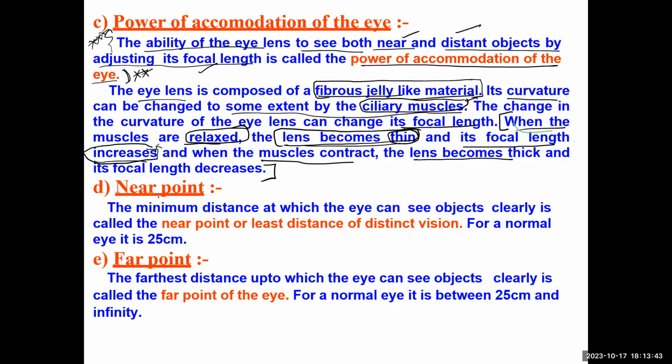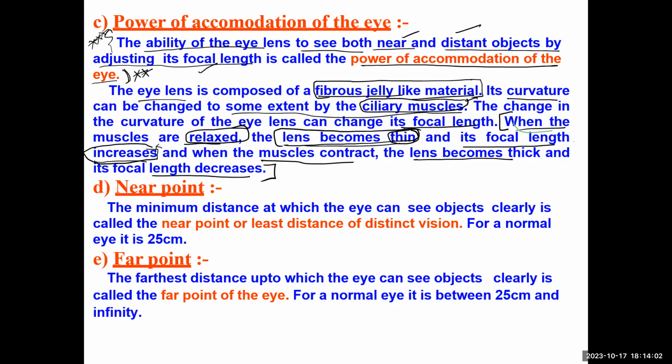Once the lens becomes thick, the focal length decreases. It's all about the lens thickness. When the muscles are relaxed, the lens becomes thin. If the lens becomes thin, the focal length is increased. Once the muscles are contracted, the lens becomes thick and the focal length decreases.